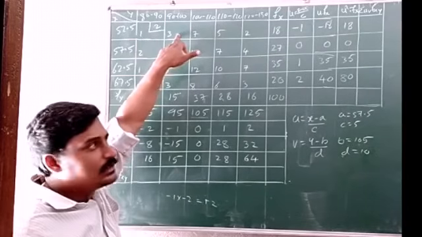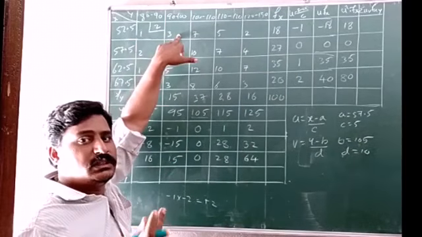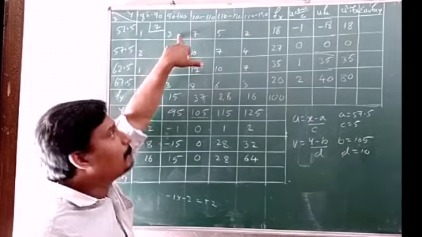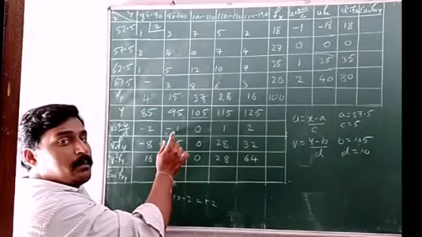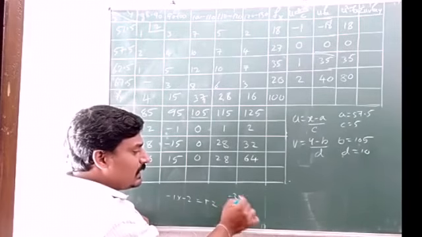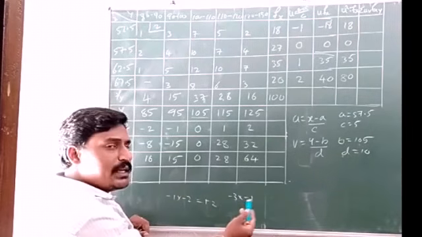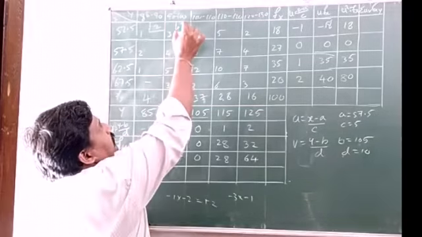3. 3 into minus 1. 3 into 1 is a 3. Minus into plus is minus, so we get minus 3. Minus 3 into here, V, minus 1. So minus 3 into minus 1: minus into minus is plus, 3 into 1, 3. So we get here plus 3.